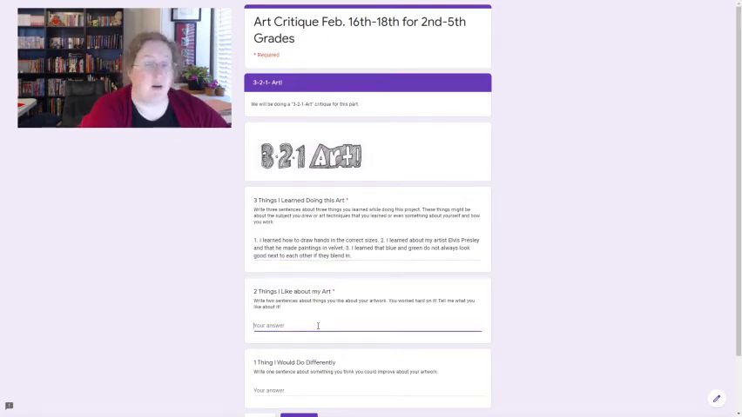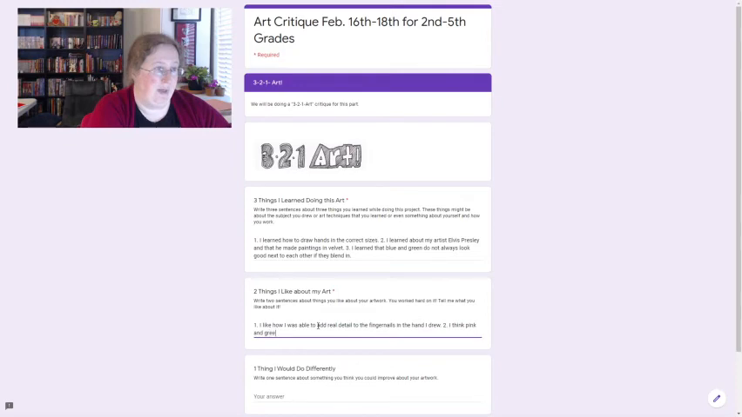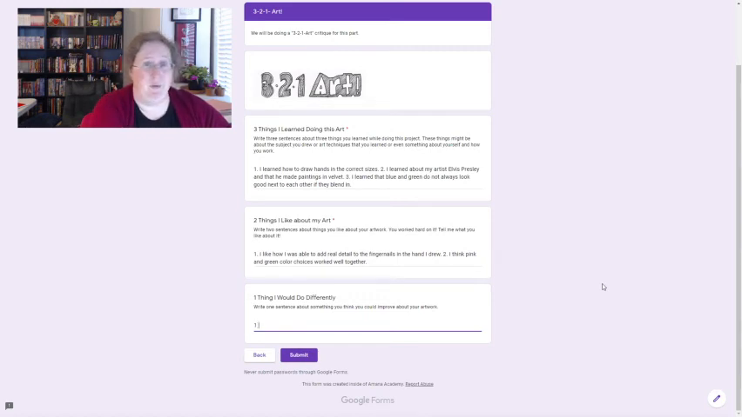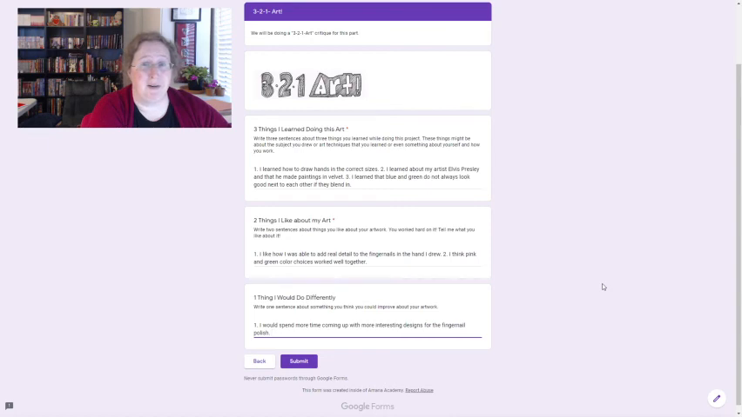2 things I like about my art. 1, I like how I was able to add real details to the fingernails in the hand I drew. And 2, I think my pink and green color choices worked well together. Just come up with something that you liked about your own artwork. And number 1, one thing I would do differently. One thing I would do differently is I would spend more time coming up with more interesting designs for the fingernail polish. I am really making this up, so please don't copy my sentences.